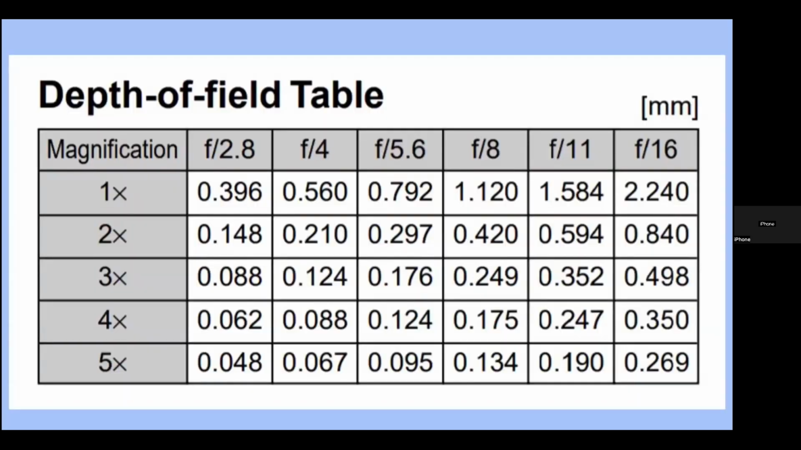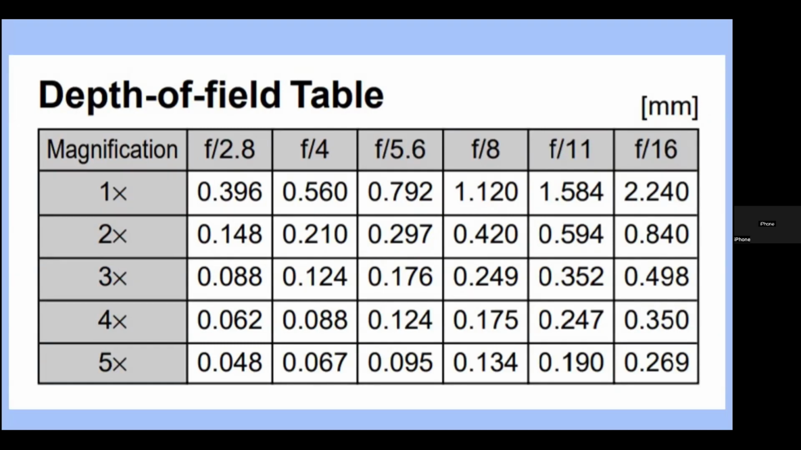And we were talking about the depth of field. When you're at 1 times magnification, whether it's one of these or you've got extension tubes and you've got it set up as 1 times magnification, your depth of field is 2.24 millimeters. So think about that for a second. It's not very much depth of field.